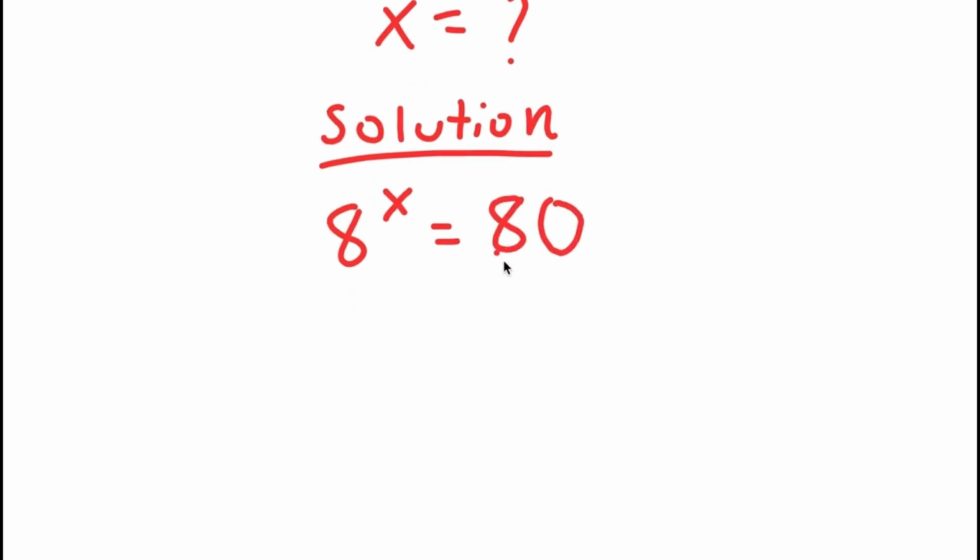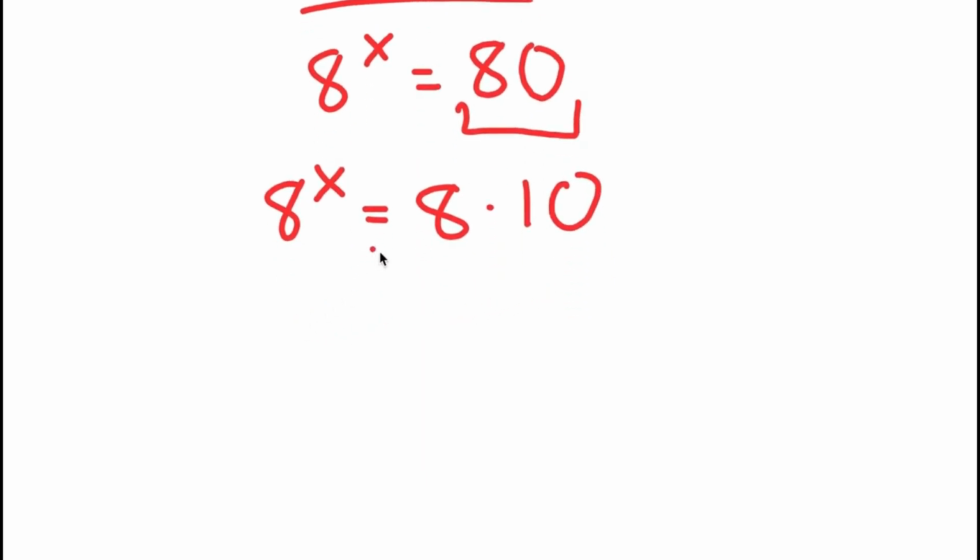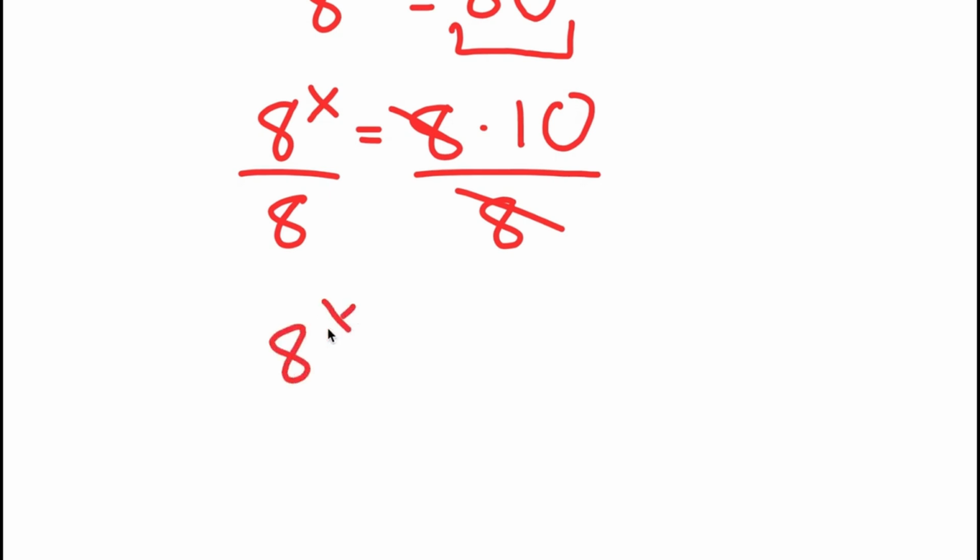And now, my first step to solving this problem is rewriting 80 as 8 times 10. So now I get 8 to the power of x is equal to 8 times 10. And now I can go ahead and divide both sides by 8. So then these two cancel out, and I get 8 to the power of x over 8 is equal to, all that's left here is 10.